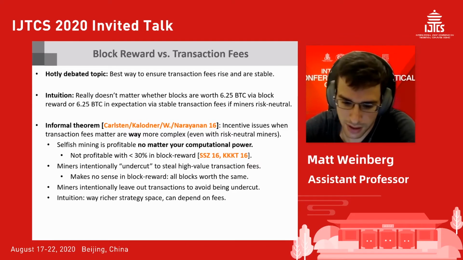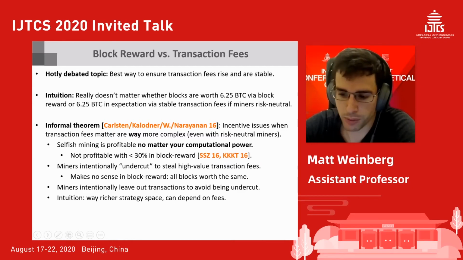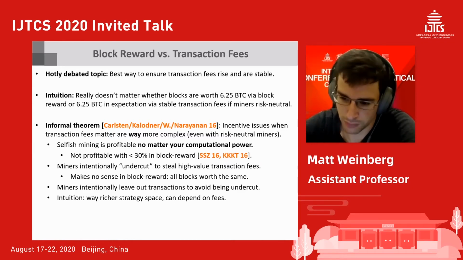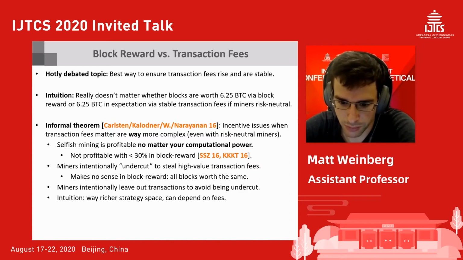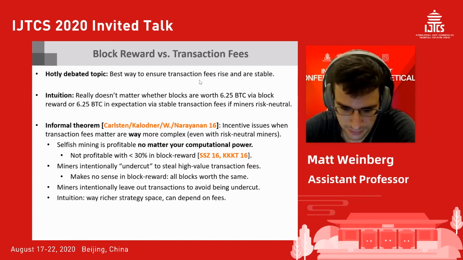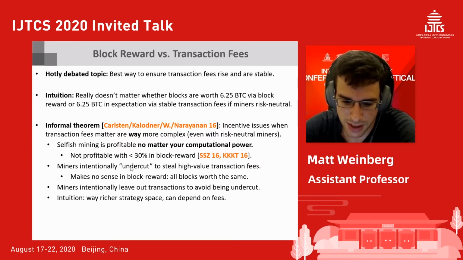Let me just focus on the theorem, which is that there is a selfish mining variant that is profitable no matter your computational power. So if you have 1% of the total computational power, then there is a selfish mining-like attack that you can do to get like 1.1% or 1.05% or something of the total rewards. Another thing that might happen, I'll go through this in a second just to give intuition.